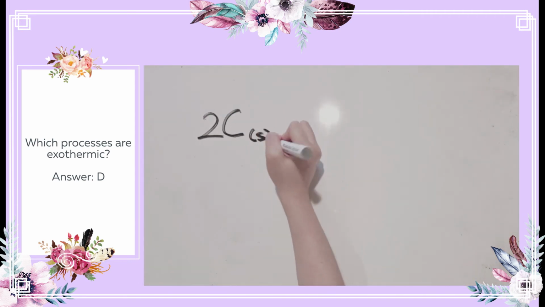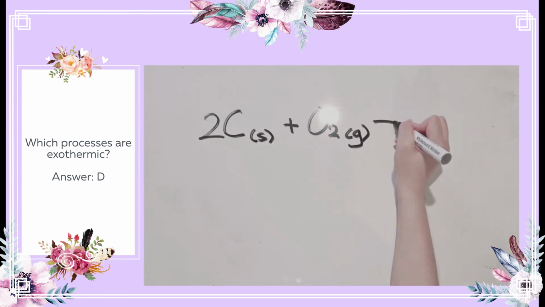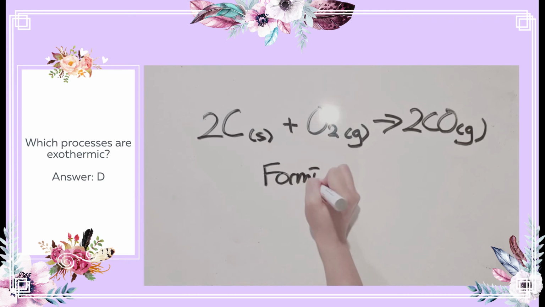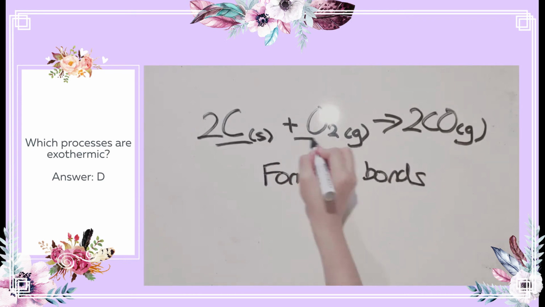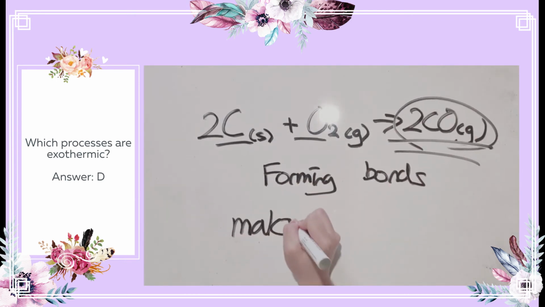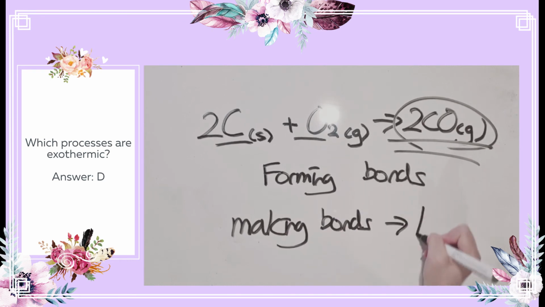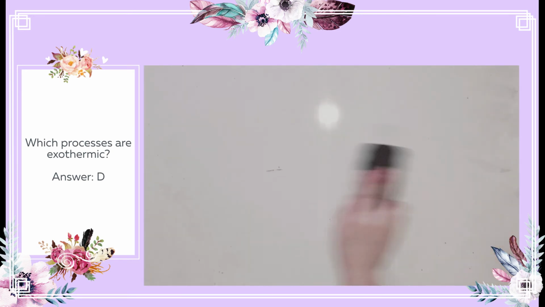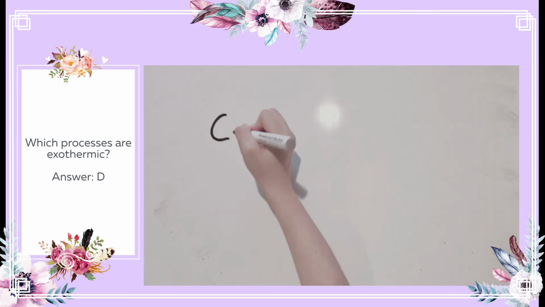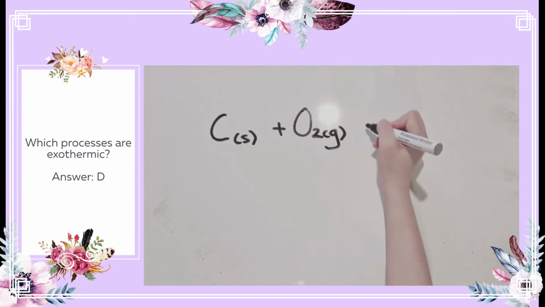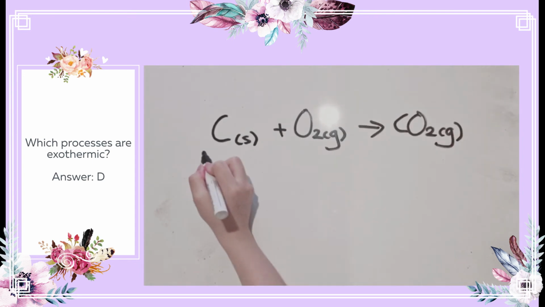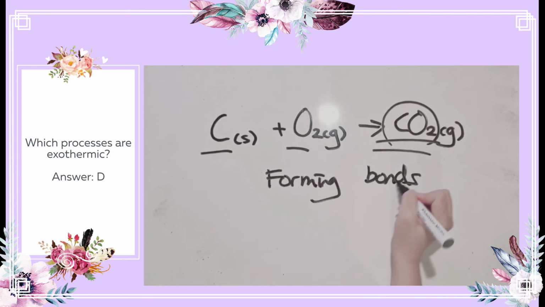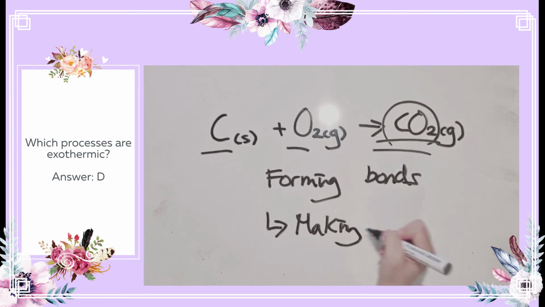Moving on to the second one, we're mixing carbon with oxygen gas, producing carbon monoxide. As we're forming bonds, we know that forming or making bonds is always exothermic. Moving on to the third equation, which is carbon mixed with oxygen gas producing carbon dioxide. Like the previous equation, this one is also forming bonds, hence this one is also exothermic.